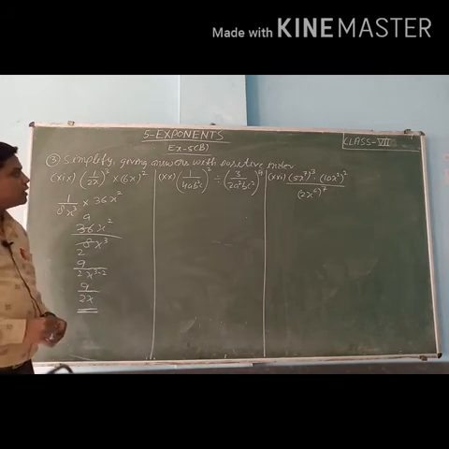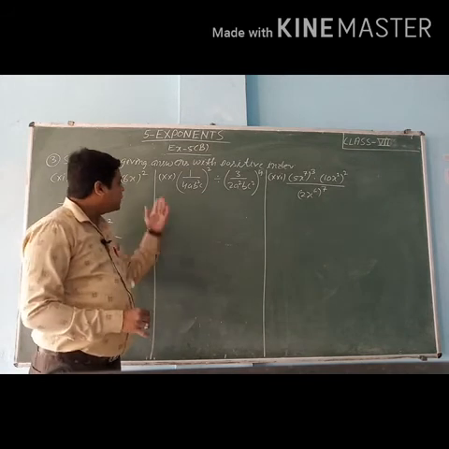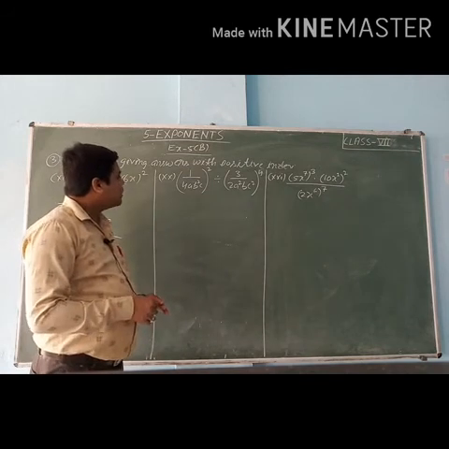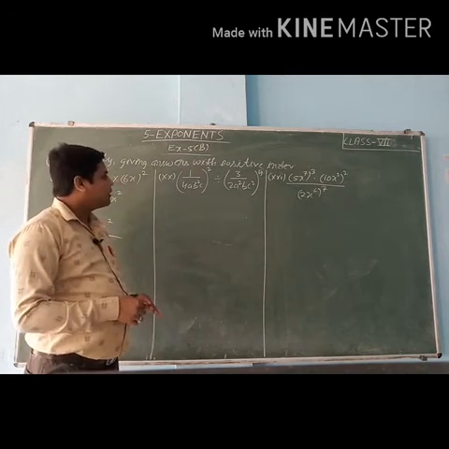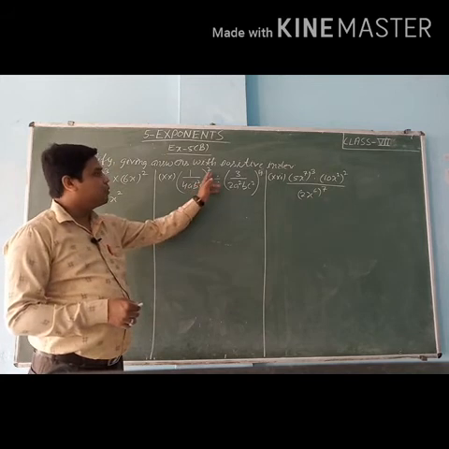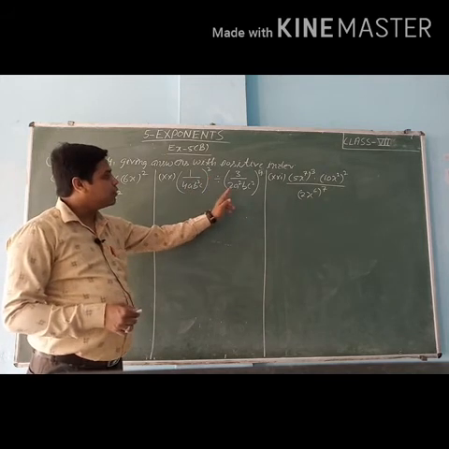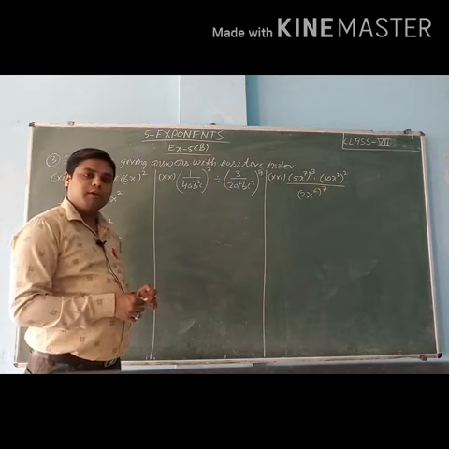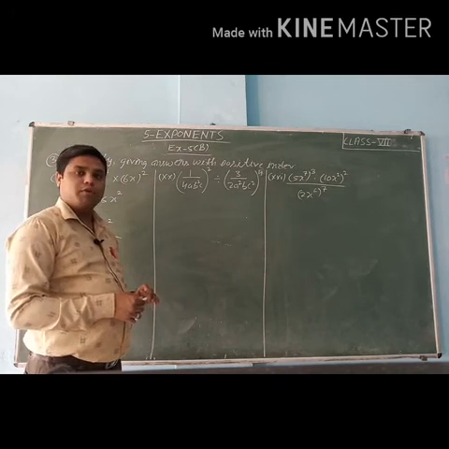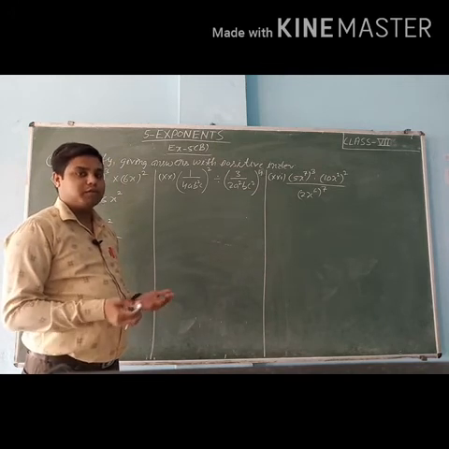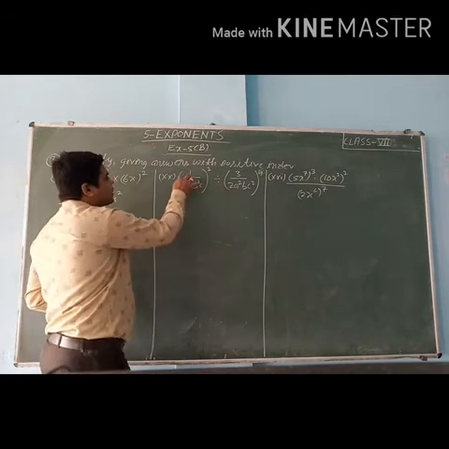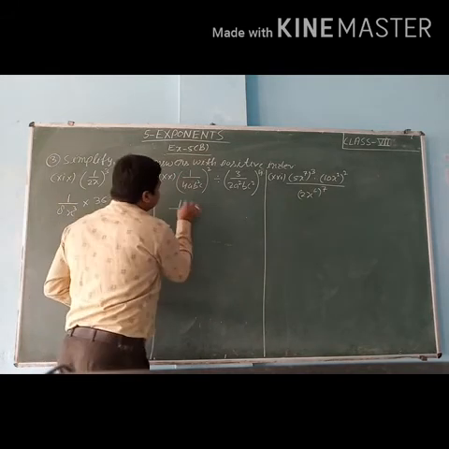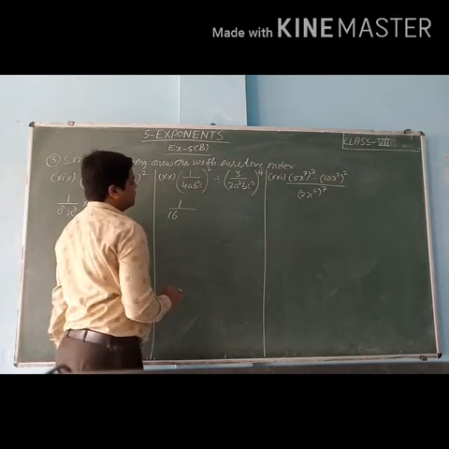Move to the 20th part. (1 upon 4ab²c) whole power 2 divide (3 upon 2a²bc²) whole power 4. So bases are not the same. First of all, we will solve the power. So 1 raised to power 2 means 1, 4 raised to power 2 means 16.